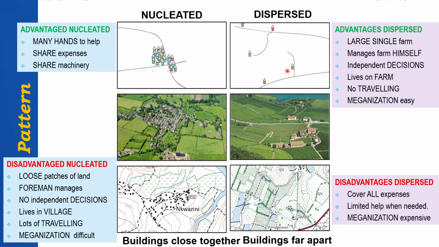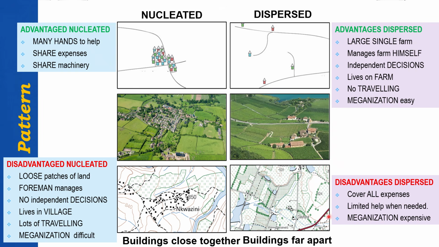But you can see in nucleated settlements there's a lack of privacy. In dispersed settlements, remember, you are alone, which means you're going to cover all the expenses alone. So that's a disadvantage. But in nucleated settlements, remember, there's a lot of people, so you can share expenses. If you choose to buy new machinery, everyone can share, everyone can contribute. But with dispersed settlements, you are alone, so you cover all expenses.